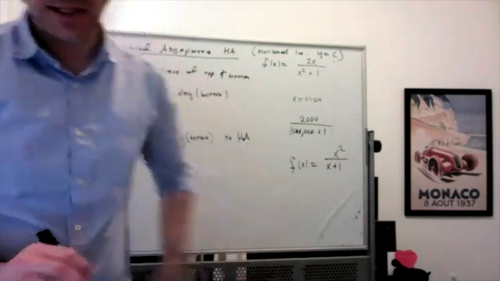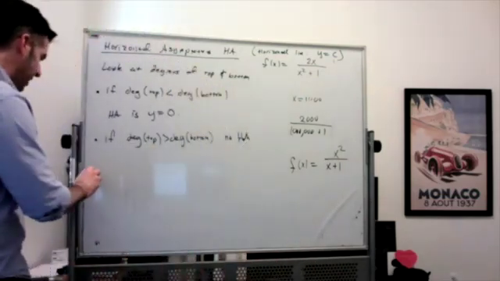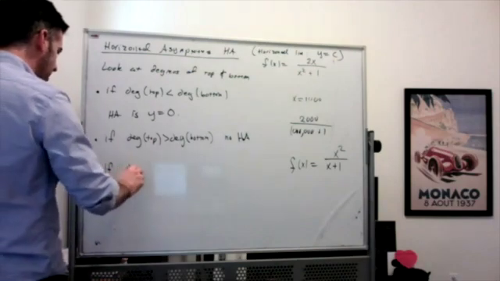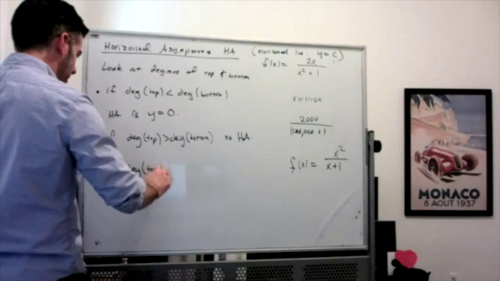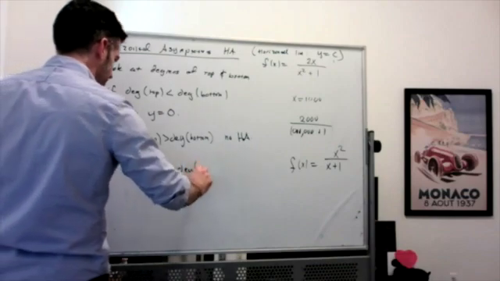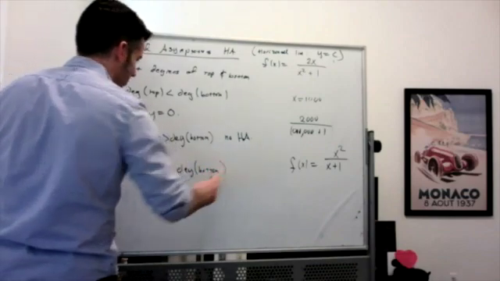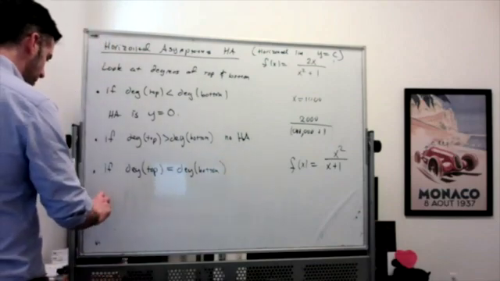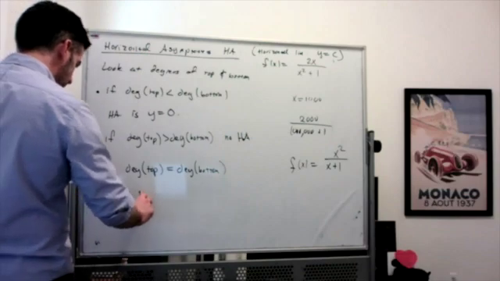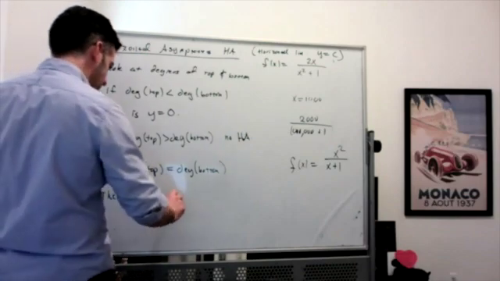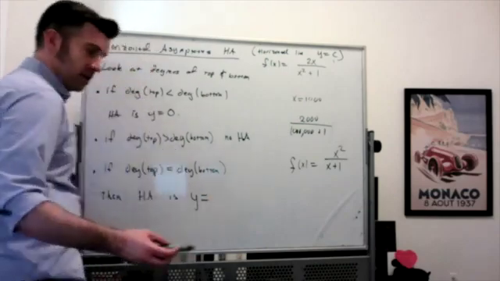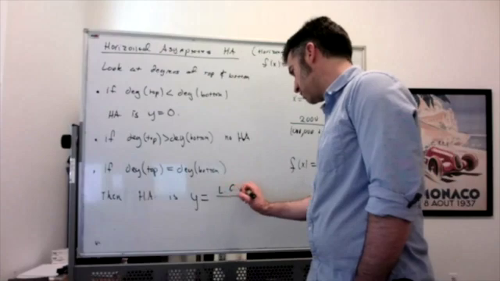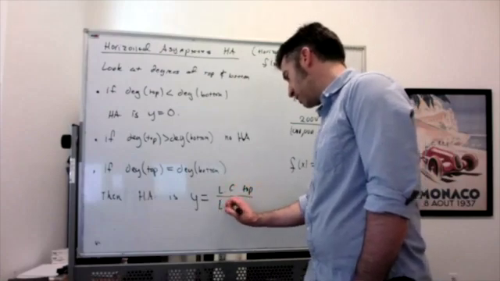And the third case is the most interesting case, which I guess I wrote out of order from what I did in the notes. Oh well. So if the degree on the top and the degree on the bottom are equal to each other, then the horizontal asymptote is y equal to a fraction. And the fraction is the leading coefficient of the top divided by the leading coefficient of the bottom.